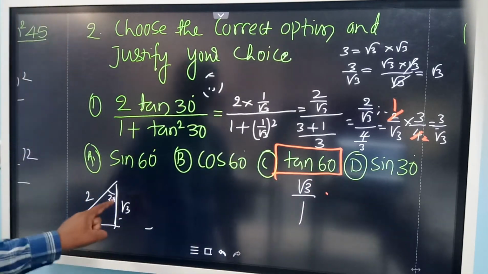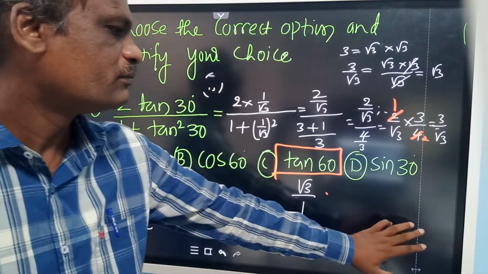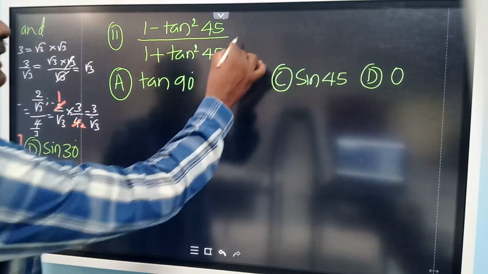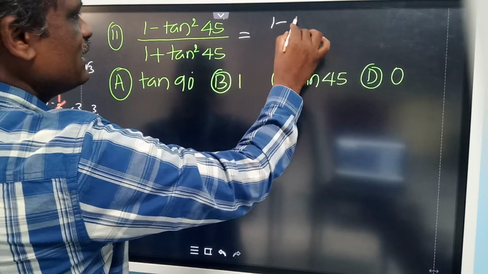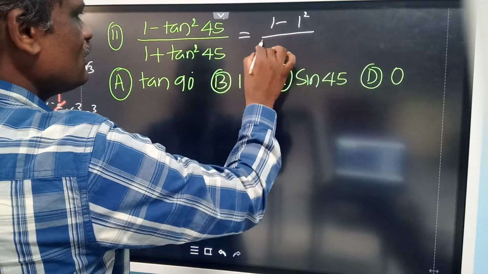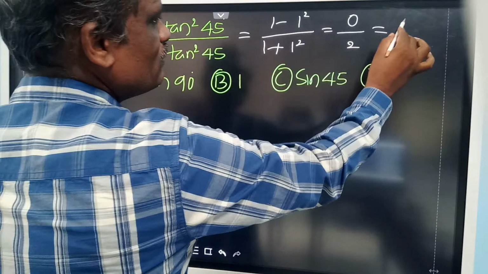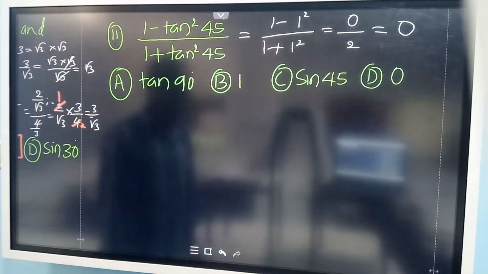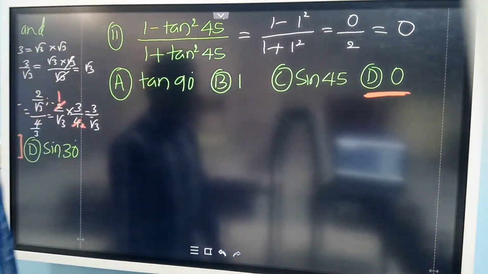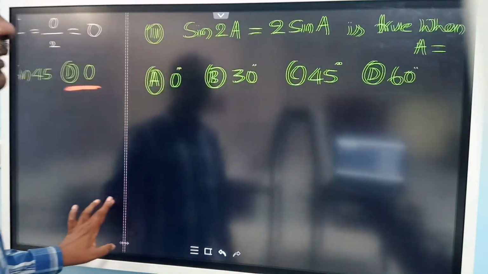If you go to sin 30 it is 1 by 2. So that is not the correct answer. So option here is C. Then come to this one. You simplify this: 1 minus tan 45, here 1 minus this is 1 square, means it becomes 0. 1 plus this is 1 square. This is 0 by 2. So 0 by 2, here 0. So what is the option here? Option D. Option D is the solution. Answer here is 0. Then come to this one.